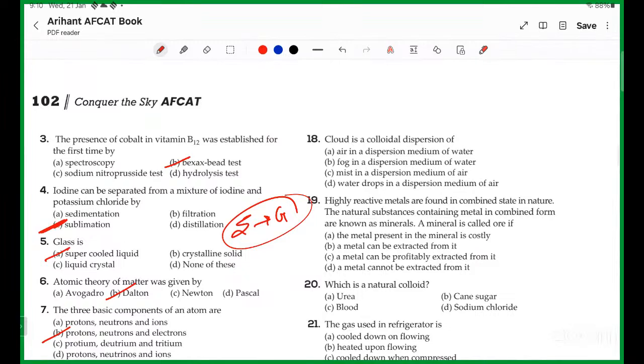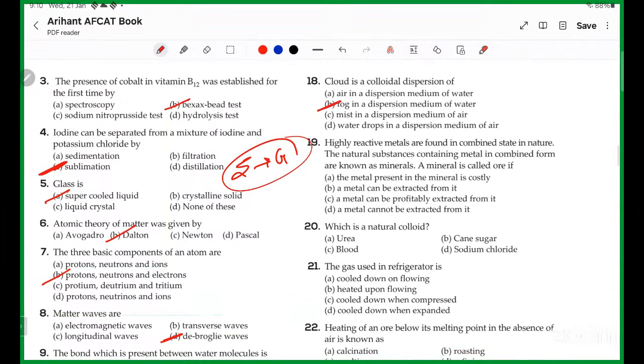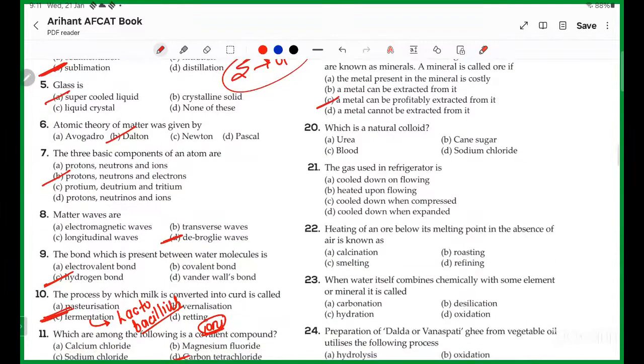Cloud is a colloidal dispersion of water in a dispersion medium of air. Highly reactive metals are found in combined state in nature. The natural state containing metal in combined form is known as mineral. A mineral is called ore if a metal can be profitably extracted from it.